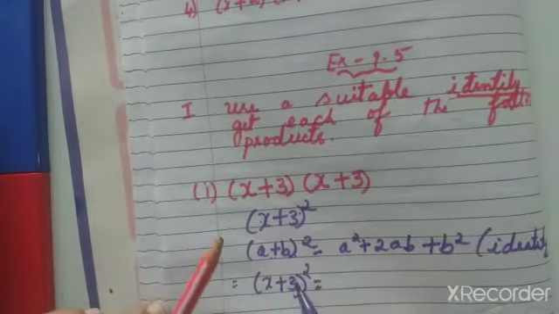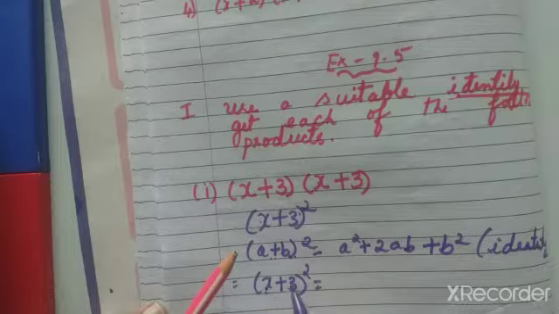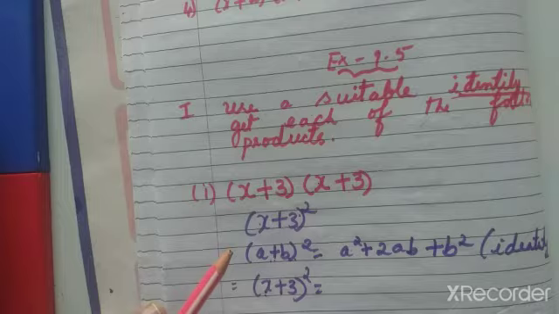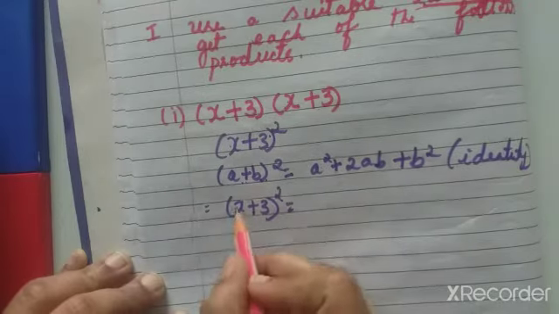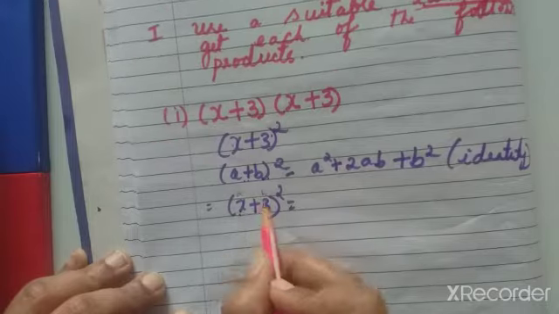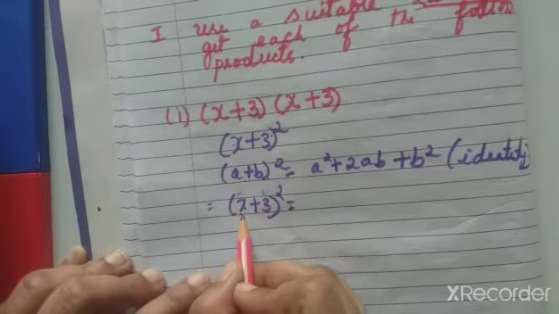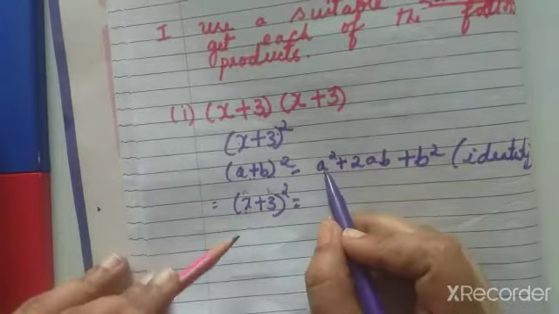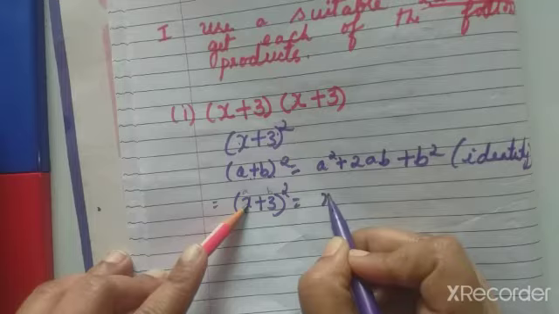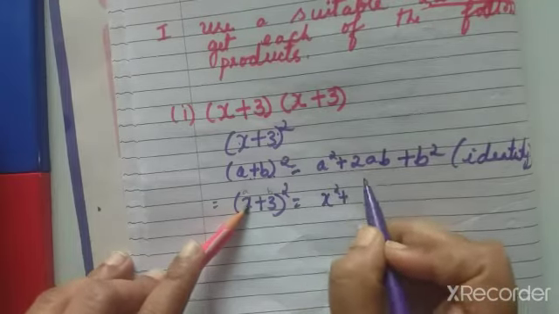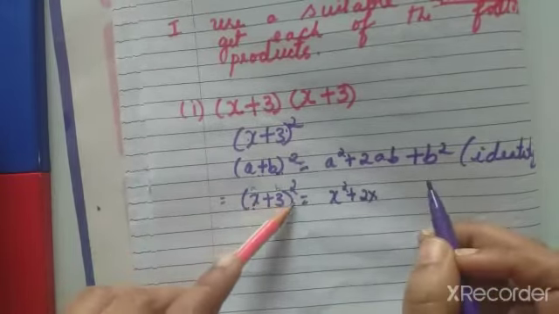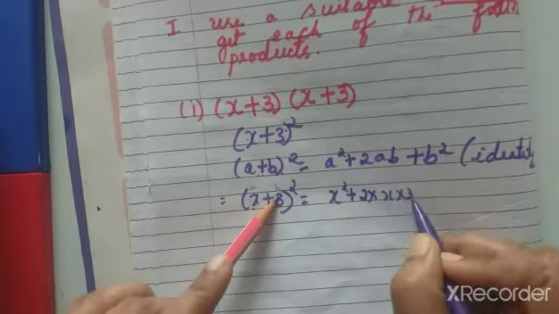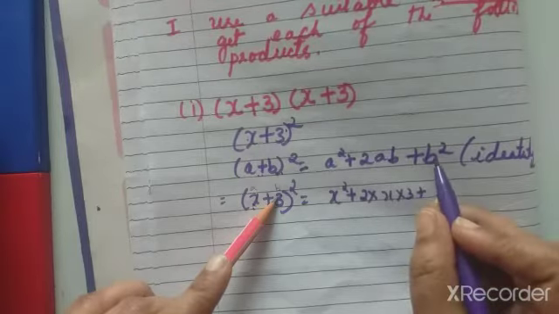Now in the place of a we have to write x, in the place of b we have to write 3. The first term is the a value, the second term is the b value. It means x is the a value, 3 is the b value. Now we have to solve the sum. A square means in the place of a we write x square, plus 2ab means 2 into x into 3, plus b square.